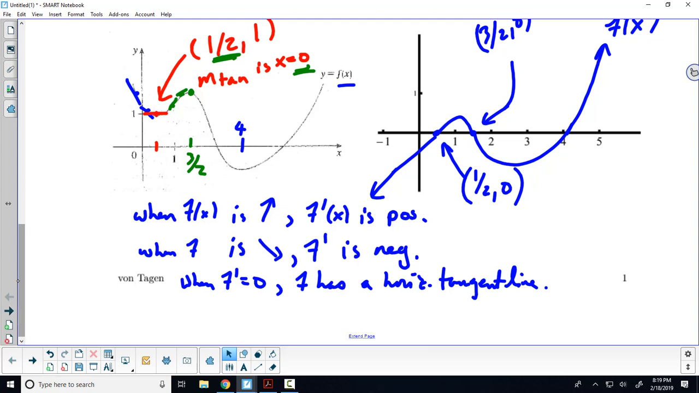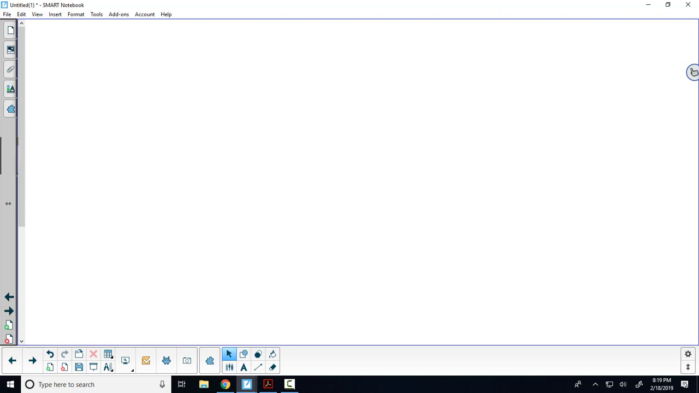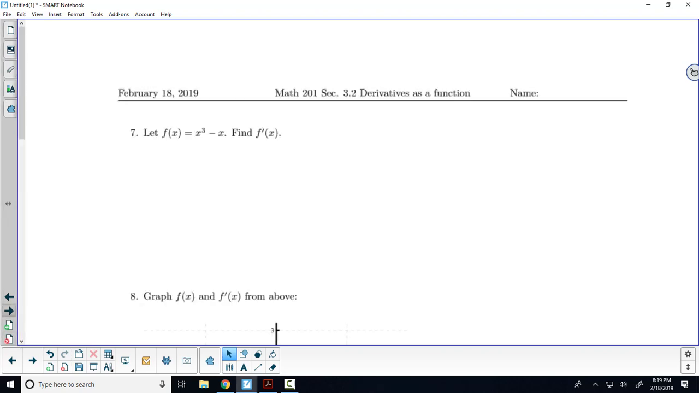Okay. Next page. What's going on here? All right, are we on number 7? Is that the next thing to come up? Great. All right.